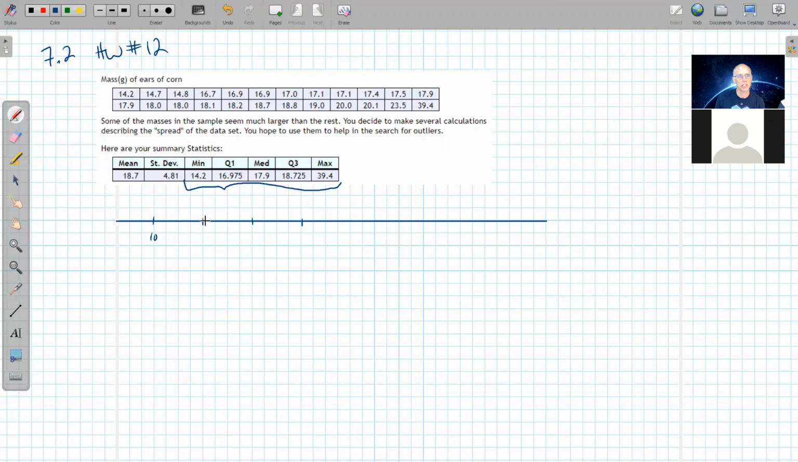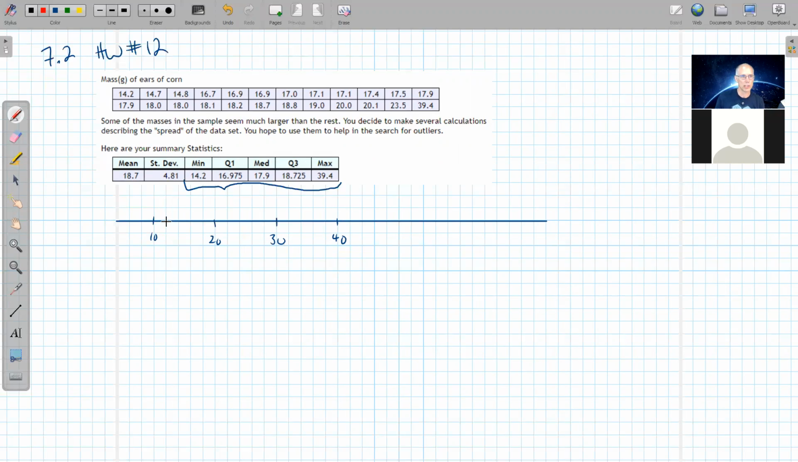Maybe I should do 5 in between, that'd be easier to count. Okay, sorry, I'm going to redraw that. Pick a scale that is not too big or too small. We can count by 2. There's 40. And then I just want to mark off, underneath, my min, Q1, median, Q3, and the max.